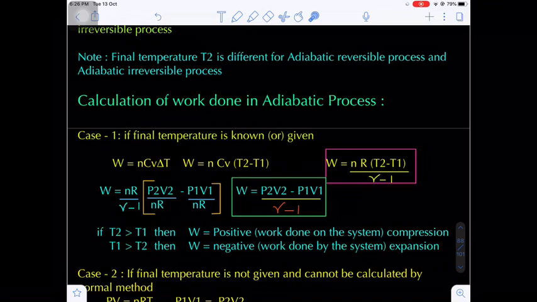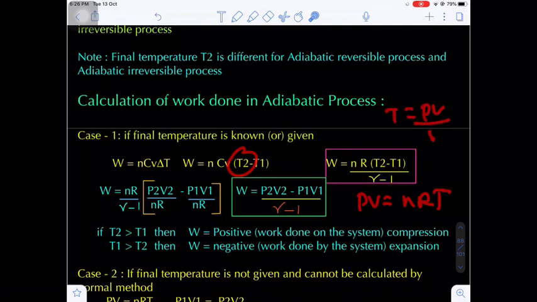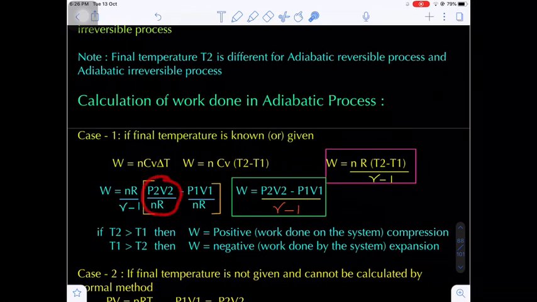Now if the temperature is not given, but pressure is given, then PV is equal to nRT, so temperature will be equal to PV by nR. Here it is P2 V2 by nR, because pressure and volume change as the temperature changes. n is constant, R is constant. And instead of T1, I am writing P1 V1 by nR. If you take the LCM nR and cancel the nR in the numerator, finally W will be equal to (P2 V2 minus P1 V1) whole divided by gamma minus 1.